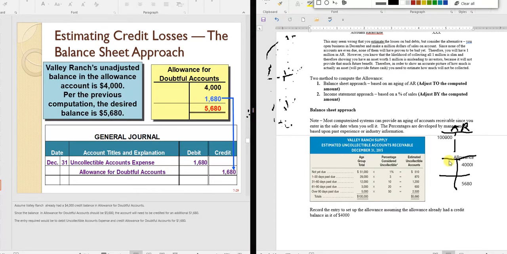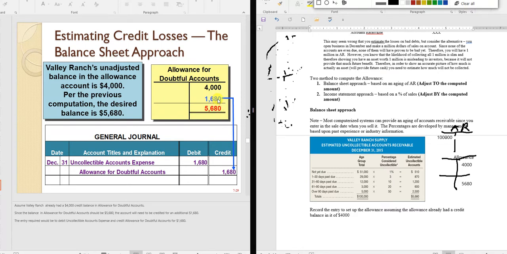Okay, so here I've got a little picture of my accounts receivable T account. So notice it has the 100,000 in it. And my allowance, and if I say record the entry to set up the allowance, assuming the allowance already had a credit balance of 4,000 in it. So my allowance is sitting there with 4,000, and I want it to be 5,680. So if I want it to go from 4,000 to 5,680, I need to add another 1,680.